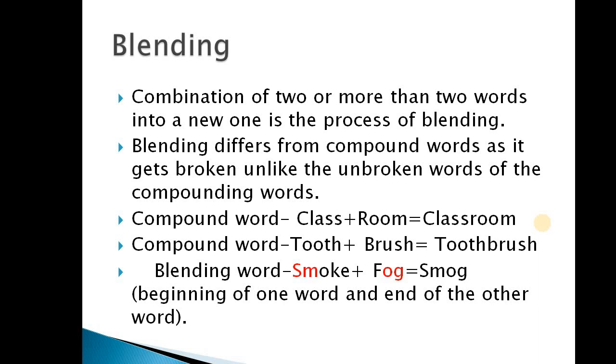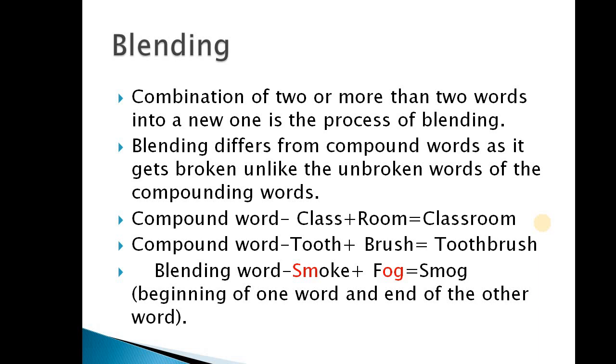Now let's talk a little bit about blending. Blend, where you merge two things into one, when two separate words are merged into one and create a new word, completely different in meaning, different in spelling, different in everything. So blending is a process of combining two or more than two words into a new one. That is the process of blending. Now it differs from compound words, as it gets broken, unlike the unbroken words of the compounding words.